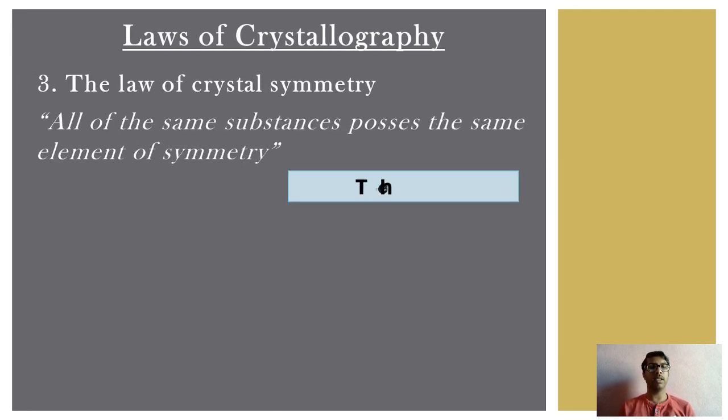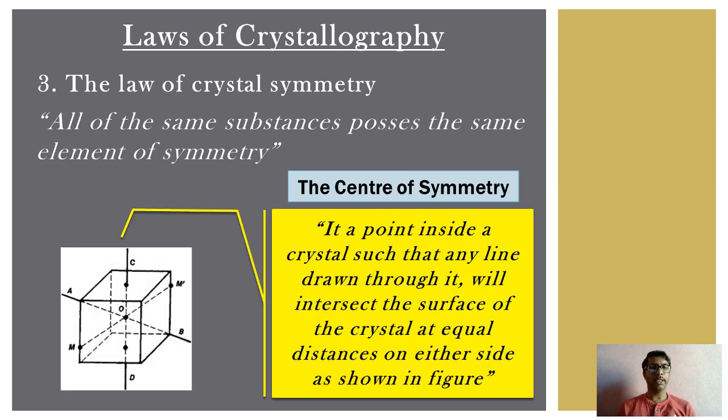The third crystal symmetry is the center of symmetry. It is a point inside a crystal such that any line drawn through it will intersect the surface of the crystal at equal distances on either side as shown in figure.